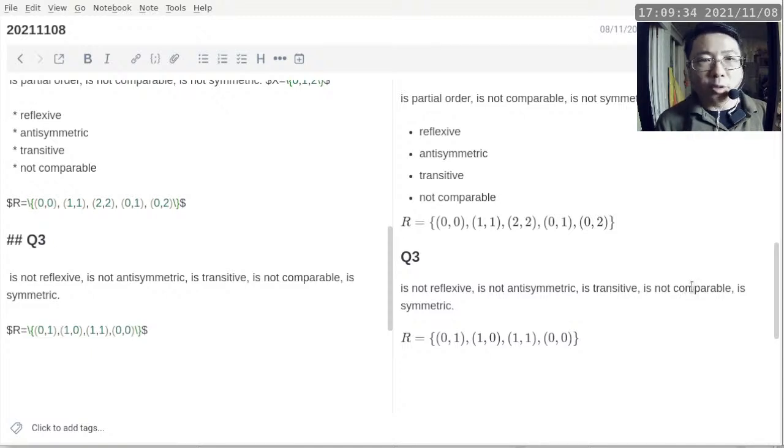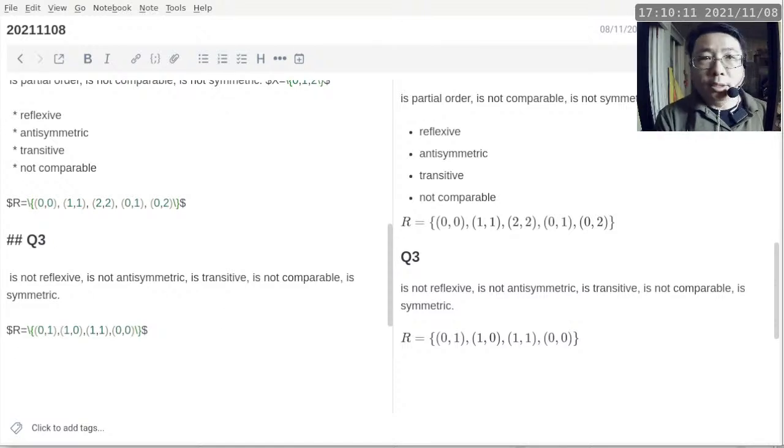Not comparable is pretty easy, because 2, 2 is missing, right? If I don't have 2, 2, if I don't have 1, 2, if I don't have 0, 2, it is definitely not comparable. If 2 is not mentioned at all in R, then it's not going to be comparable. So I just need to make sure it is also symmetric at this point. It is symmetric. 0, 1, 1, 0, they're mirrors of each other. 1, 1 is a mirror of itself, and then 0, 0 is a mirror of itself. So it is definitely symmetric at this point. So that's how I would answer question number 3.